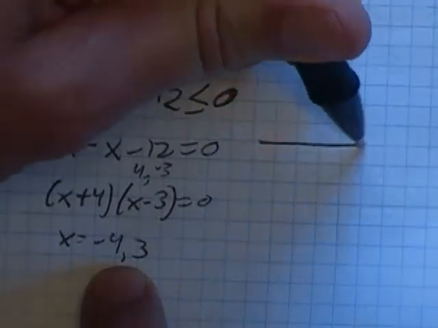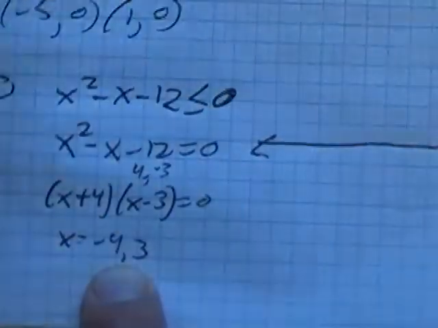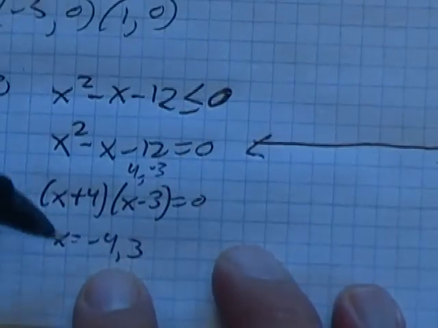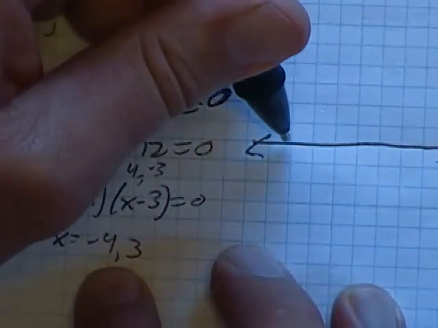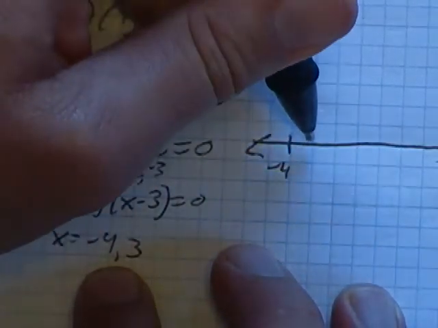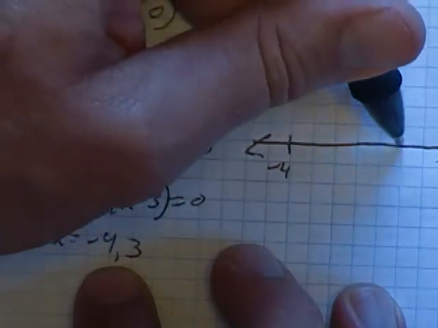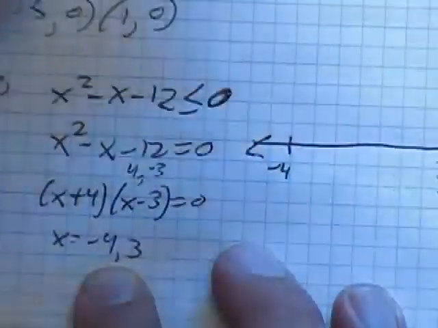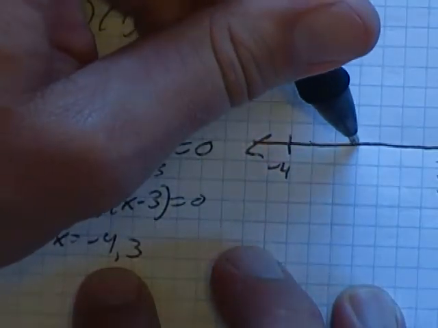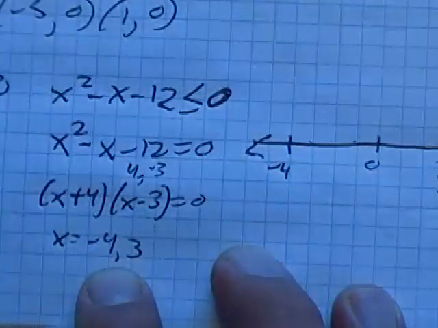While we're graphing this, notice we only have one variable. We only have an x variable, so we only need an x-axis. We don't need a y-axis. Negative 4 and 3. So let's put negative 4 here, and 3. Negative 2, negative 1, 0, 1, 2, 3. That puts 3 there. Negative 2, negative 1, 0.